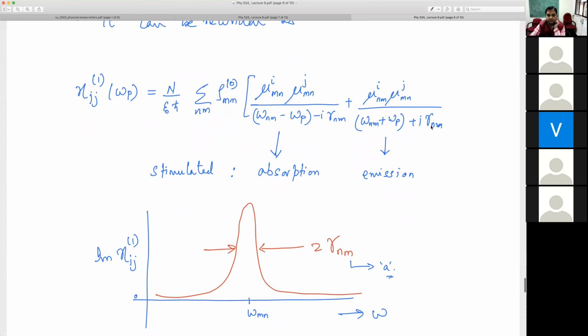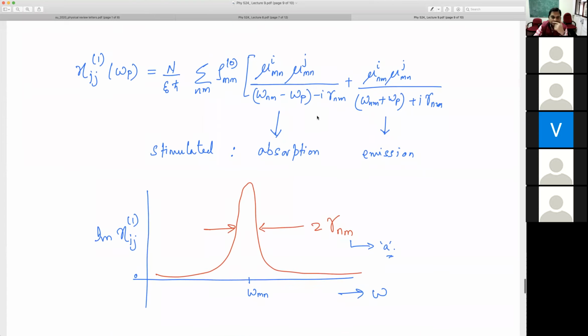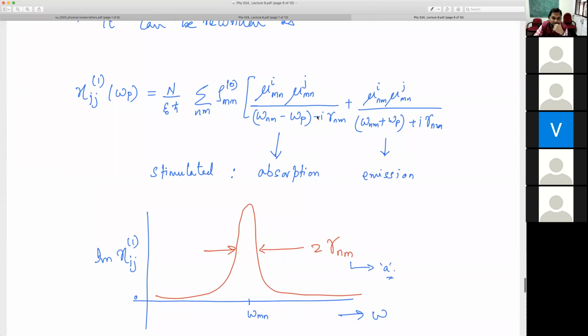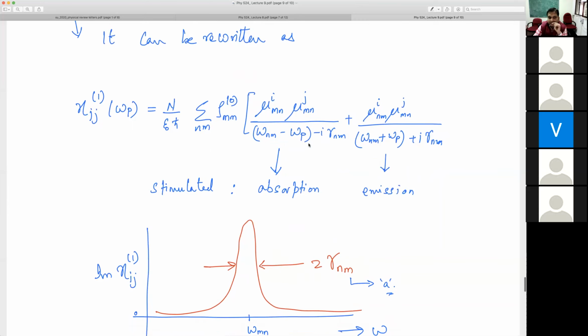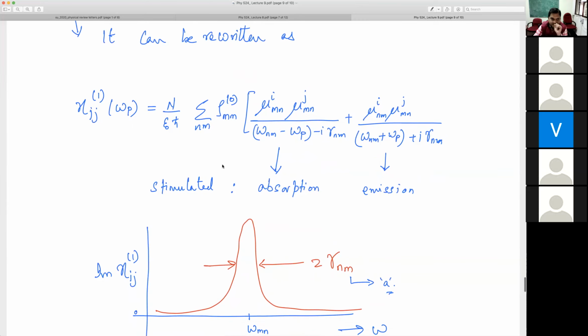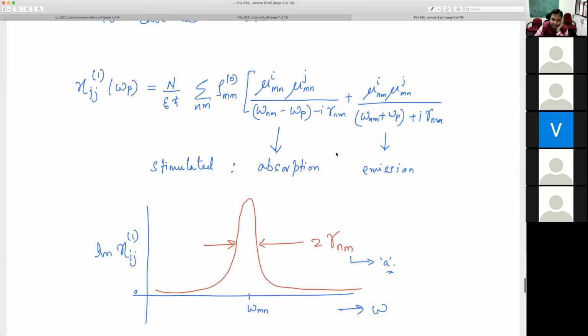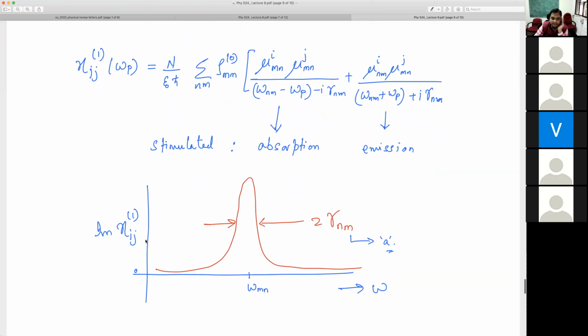If you remember clearly, this term looks like a Lorentzian. This product you can explicitly show will always be a real number. The whole omega dependence is just controlled by this denominator term, which looks exactly like a Lorentzian. If I separate the imaginary part, then the imaginary part will have the form of explicitly a Lorentzian, where the full width at half maximum is just controlled by this term gamma mn.